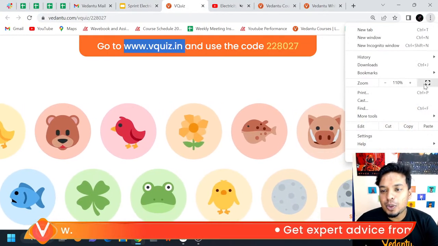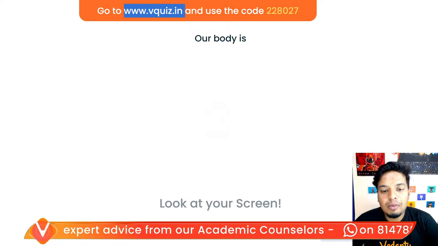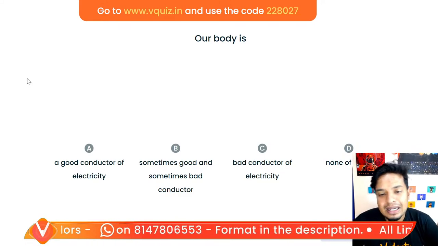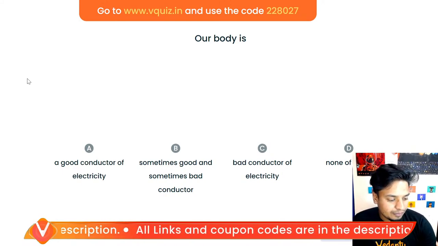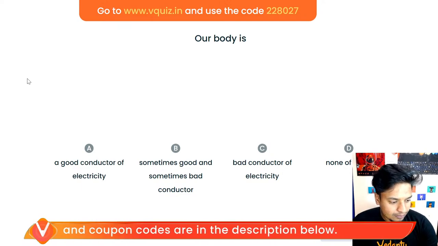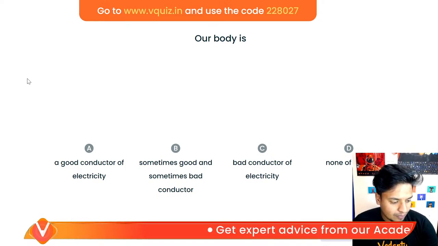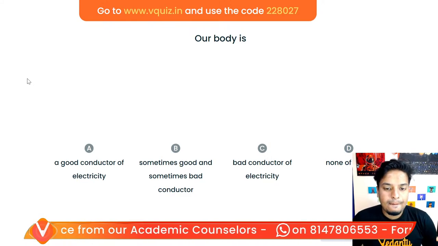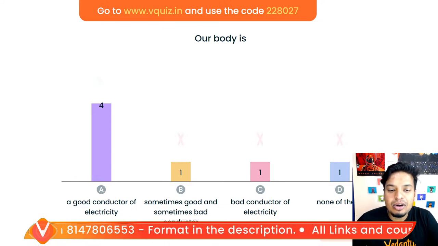Okay, here comes your first question on the screen, guys. Let's go. 10 questions. Our body is dash. A good conductor of electricity, sometimes good sometimes bad, bad conductor, none of this. Easy question. All right, time up. And the answer is a good conductor of electricity. Yes, guys, our body is a good conductor of electricity.